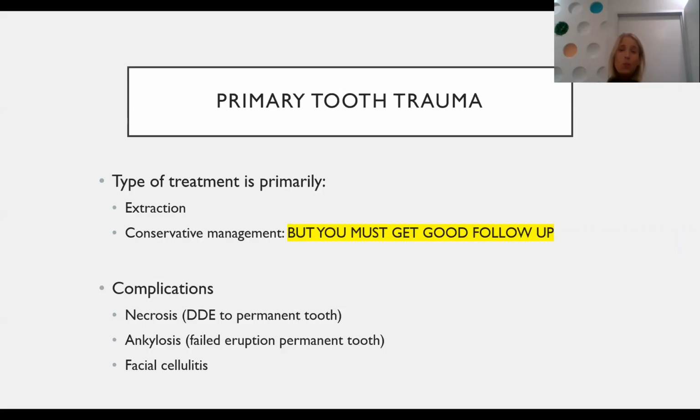Observation in several cases will be okay, depending upon the type of injury, but you really must get a good follow-up. The possible complications that we need to be aware of include necrosis, which can cause pain, or issues to the permanent tooth, such as enamel defect, displacement, or even infection of the adult tooth as well, but that's quite rare. You can get some ankylosis, which can then lead to failed eruption or ectopic eruption of the permanent tooth. And so it's really important to monitor these teeth until exfoliation. And there's also a risk of having facial cellulitis.